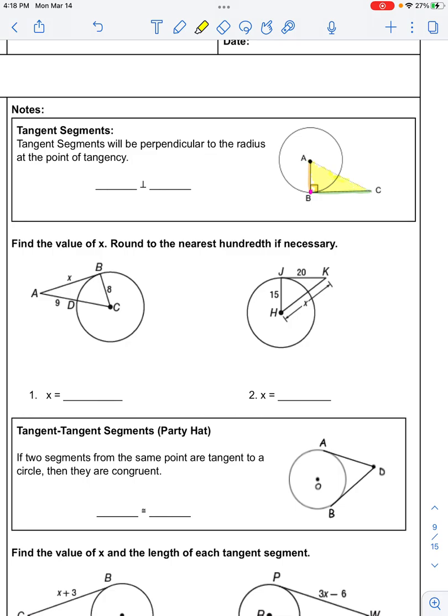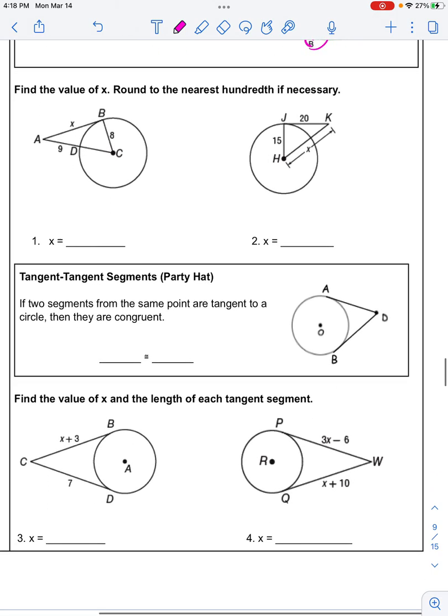Whenever we have right triangles, it enables us to use Pythagorean theorem, special right triangles 30, 60, 90, and 45, 45, 90, or we can use trig to find out other things about the triangle or about the circle that we might need to know. And so in this picture, tangent segments will be perpendicular to the radius at the point of tangent, which means that radius AB is perpendicular to tangent BC. And that creates that right angle right there. Perpendicular means that they intersect at right angles.